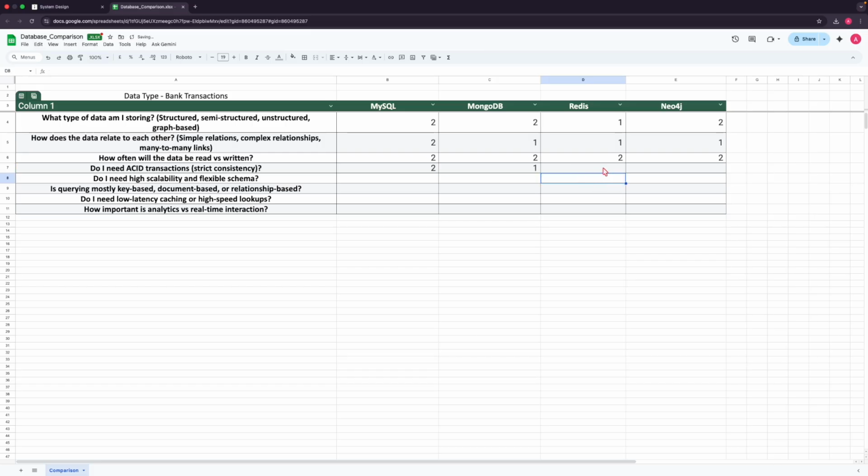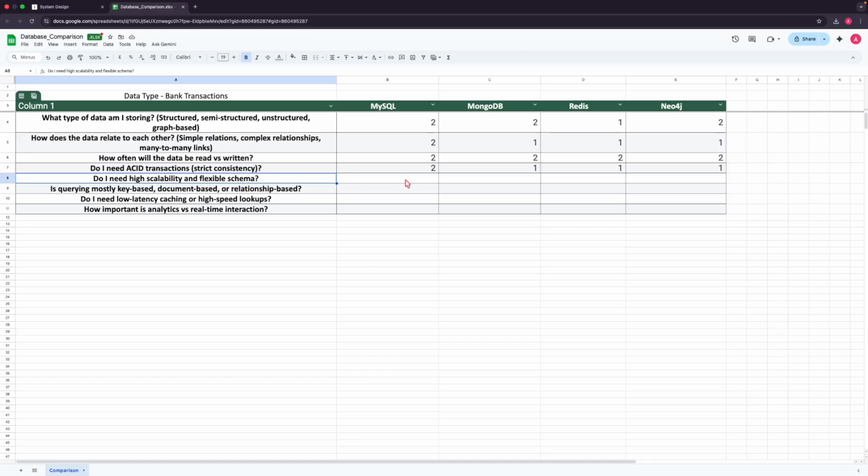Then compared to Redis, Redis will not promise us the ACID properties, so that's the reason we need to give it a 1. Neo4j does not promise us ACID properties either, so that's the reason we can give it a 1.